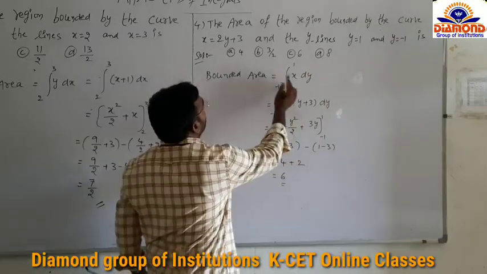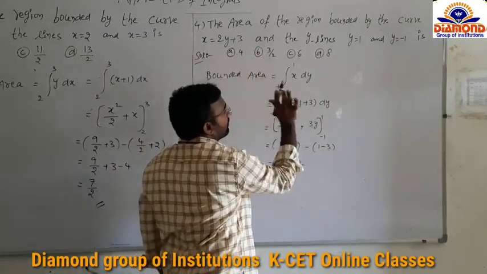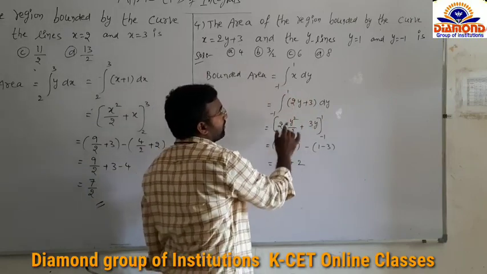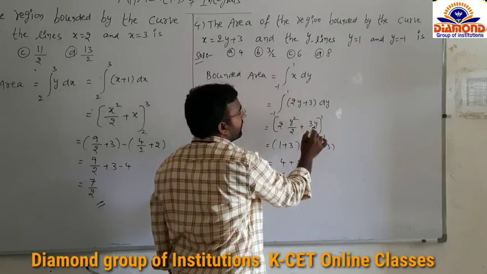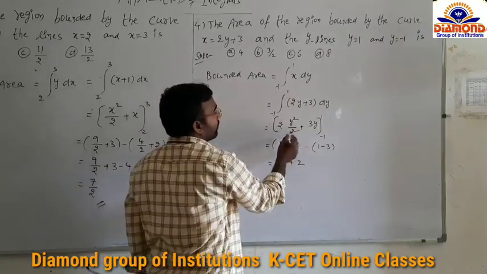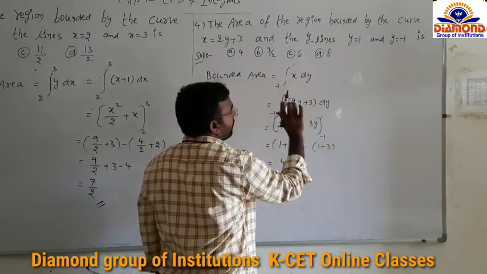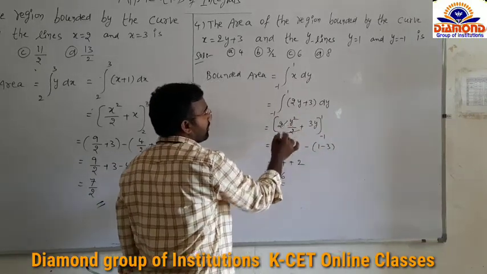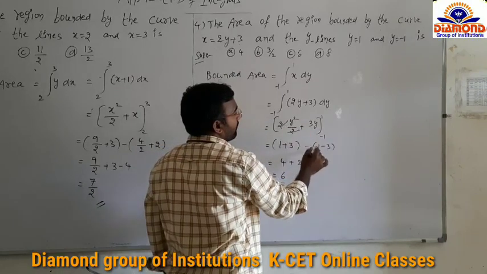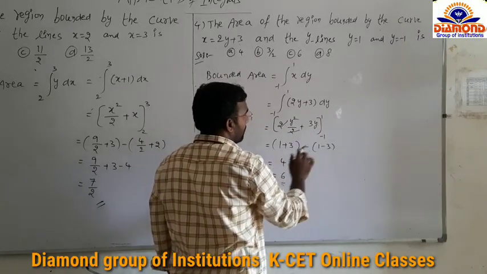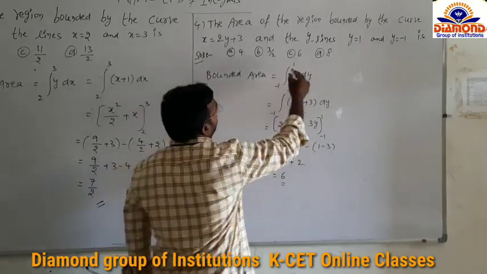So here x is nothing but the curve x equal to 2y plus 3. So substitute 2y plus 3 and integrate. 2 into the integration of y is y square by 2, plus 3 into the integration of dy is y. So here the 2 cancels. The limits are minus 1 to 1. First substitute the upper limit, 1 plus 3, minus the lower limit: substitute minus 1, its square is 1, minus 3. So the final answer is 6. So option C.